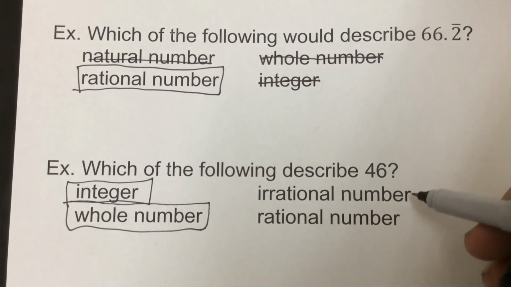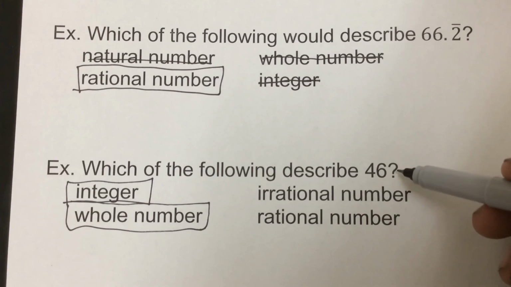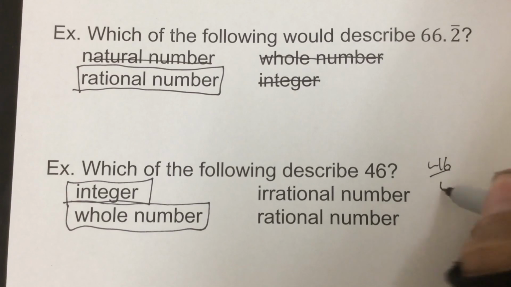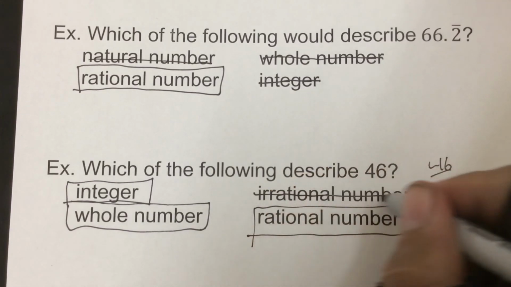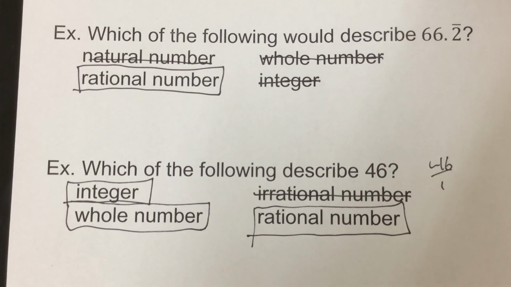Now, these other two, irrational number and rational number, will never be both. It's either going to be one or the other. So 46, could we write it as a fraction? Well, yeah, we could. We could write it as 46 over 1. So that makes it a rational number and not an irrational number. So it's only one or the other. It can't be both. Either it's rational or it's irrational.